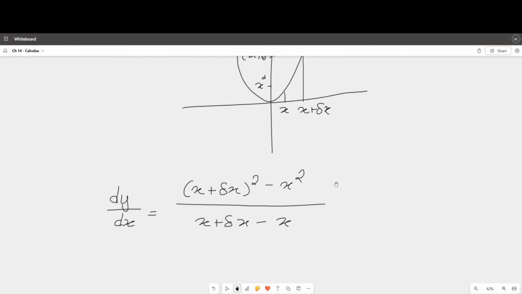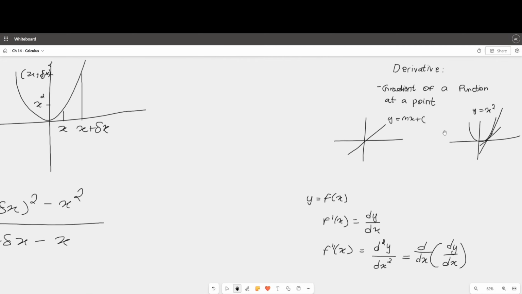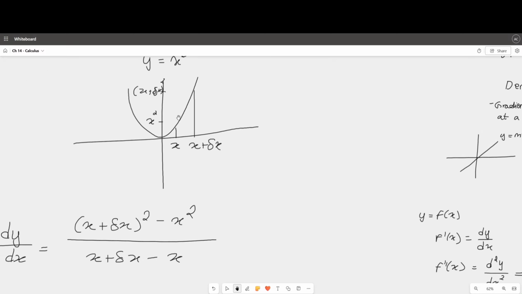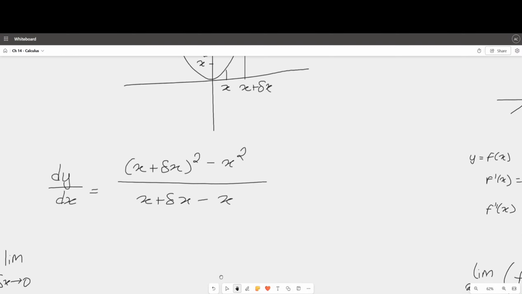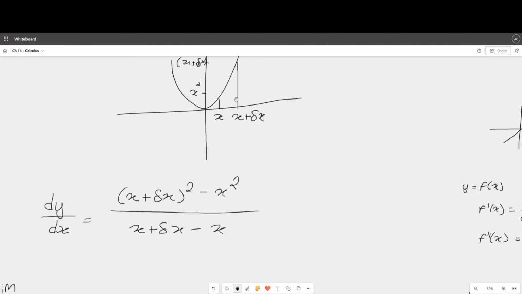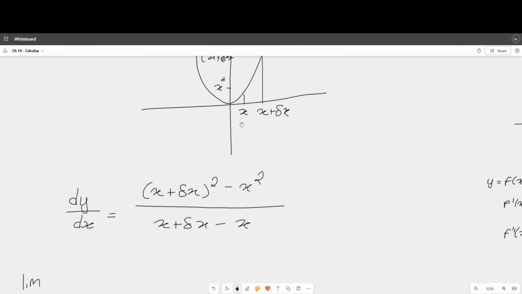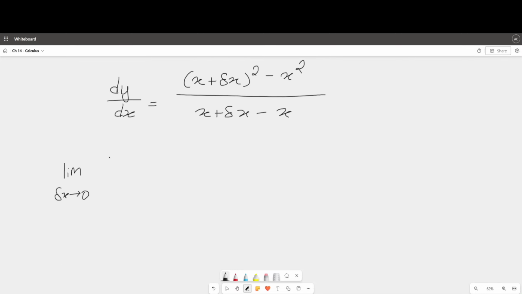But what is the derivative? It's the gradient at a point. We're taking the gradient across these 2 points. So what do we do? Well, we have to take the limit of this thing. So we take the limit of that whole thing as delta x tends to 0, because as delta x tends to 0, this point gets closer and closer to coming here, and eventually when it gets to 0, we're just at x. So we take the limit of this entire thing.